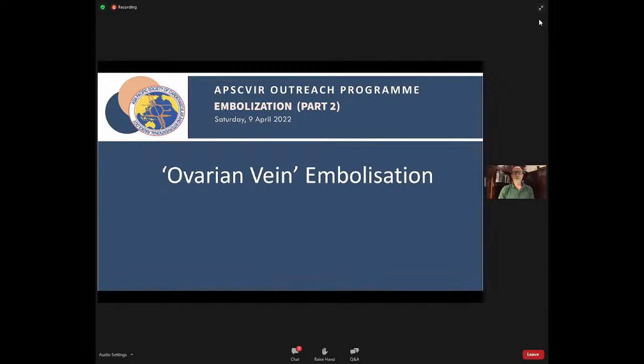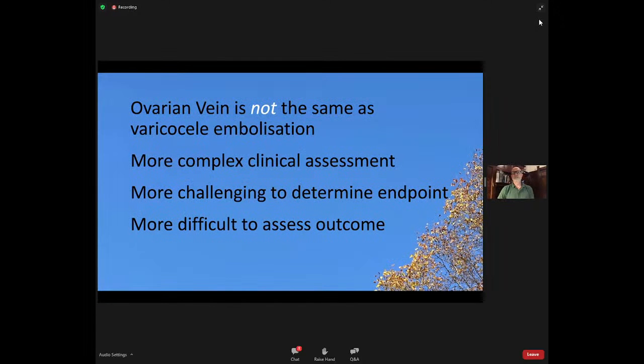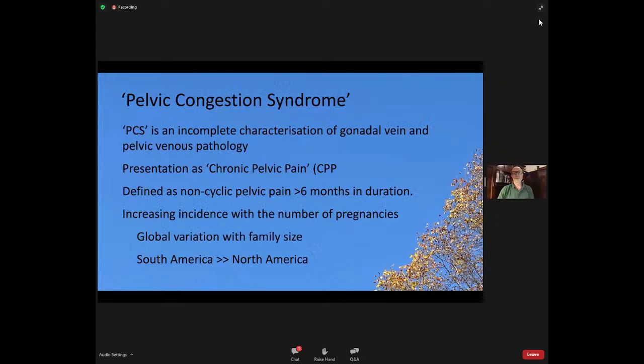Now I'm going to go on to ovarian vein embolization. I'm going to try not to run over too much. I put this in inverted commas because it's not the same as varicocele embolization. I really need to stress that. There's much more complex clinical assessment, more challenging to determine the endpoint, and actually more difficult to assess outcome.